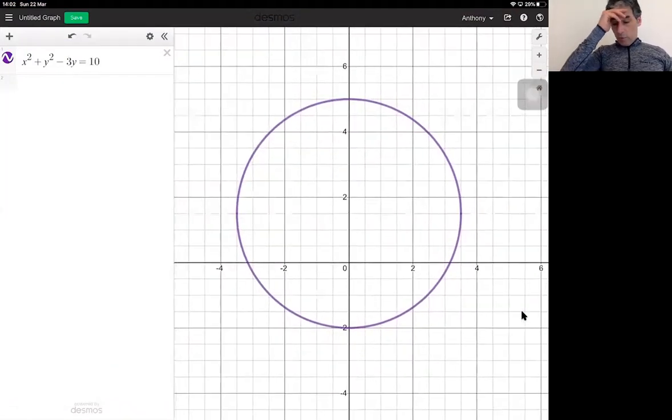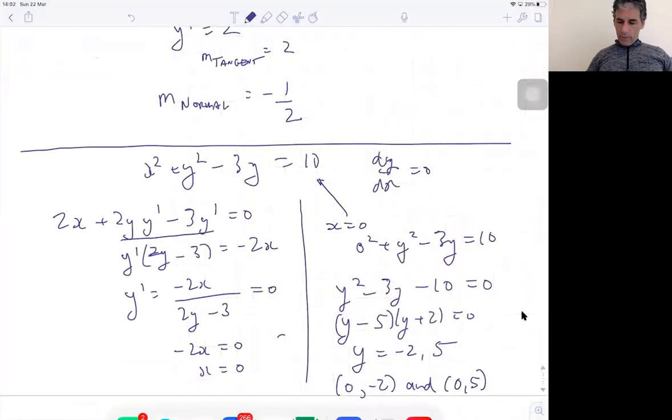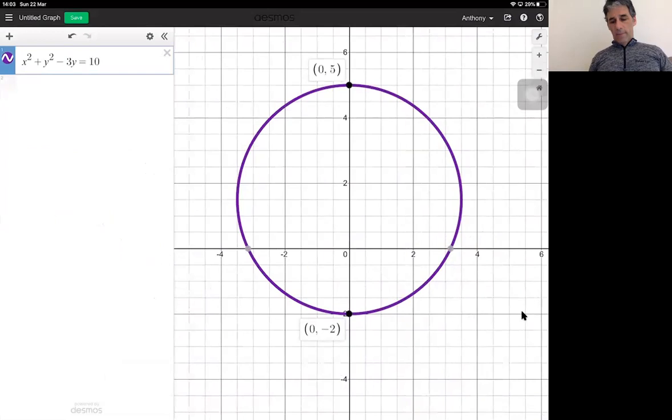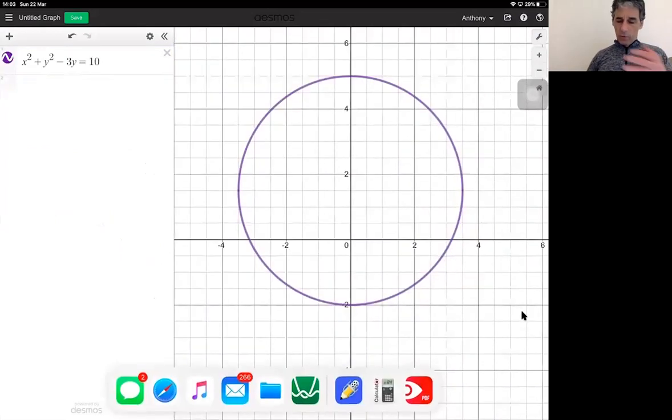And we said that the slope of the tangent was 0 at the points (0, -2) and (0, 5). And if you look, sure enough, at (0, -2), and all the way up here at (0, 5), the tangents are flat. Okay, so that's essentially what we're doing there.